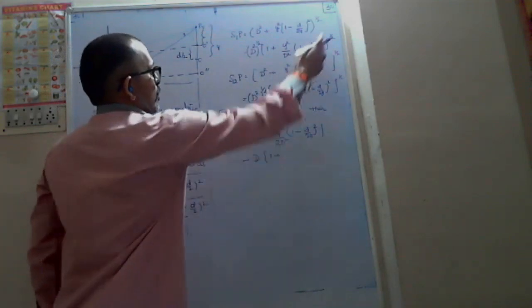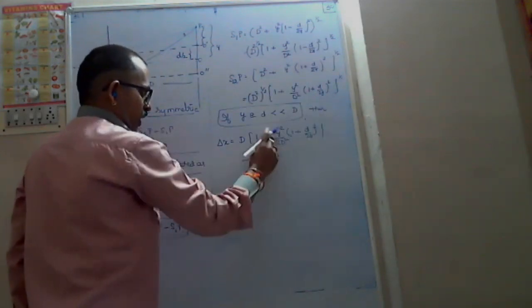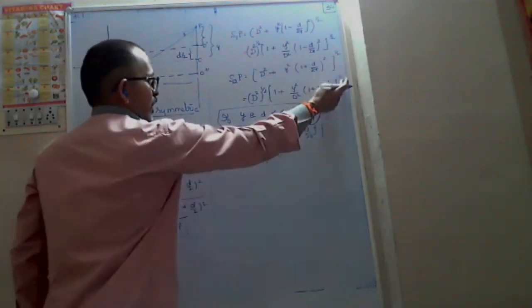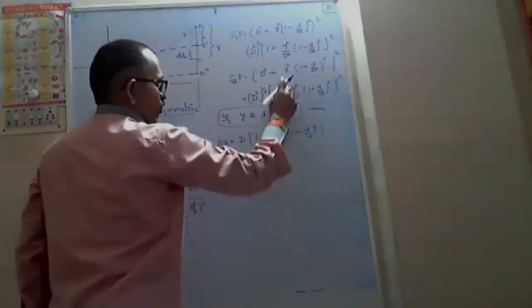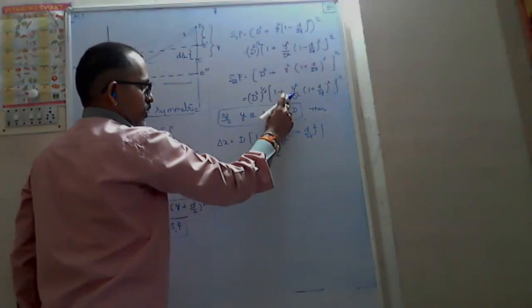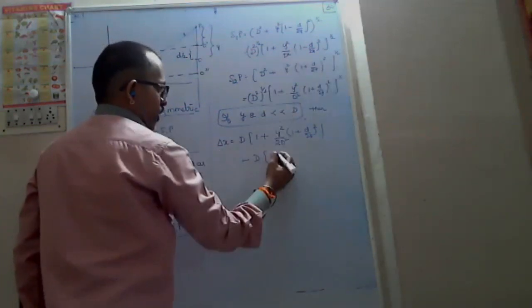Whole power 1 by 2. That one is by doing binomial expansion, that one taken to here, 1 by 2. Here also binomial expansion. This half we are taking to here. Here 1 plus half is taken to here, binomial expansion.